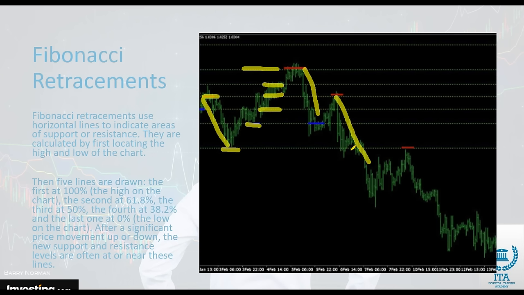And then you draw five lines on a chart. So they are calculated very easily. You first locate the high and the low on the chart of the previous trend. Then you draw five lines. The first is at 100%, which is the top of the trend or the bottom of the trend, depending on where it went. The second is at 61.8 of the prior move.